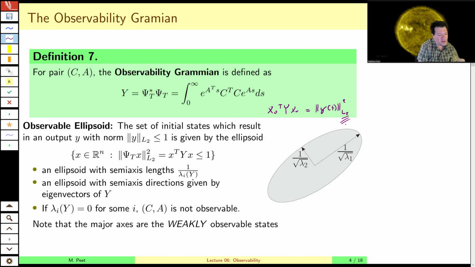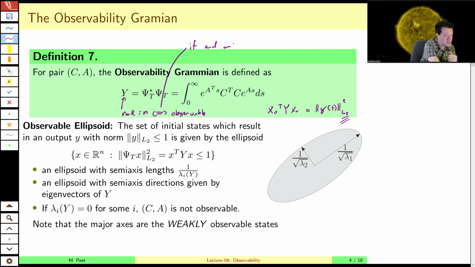So this not only says something about whether the system is observable or not in terms of the rank of this matrix: rank equals n if and only if observable. And again, this is the notation of if and only if, so that means they're equivalent. It tells us something a little bit more quantitative, a little bit more useful in terms of how observable these states are. So it tells something very quantitative.